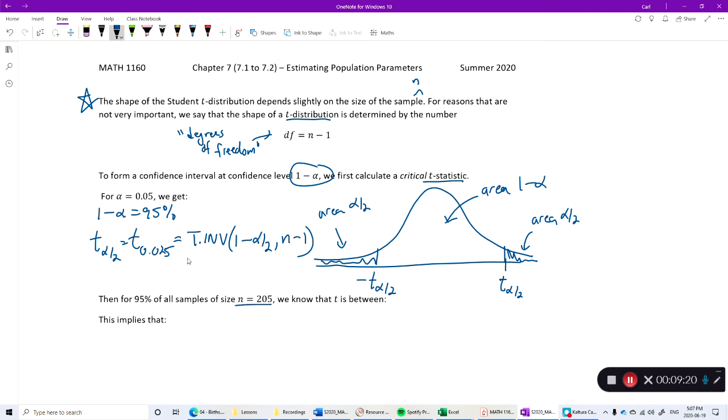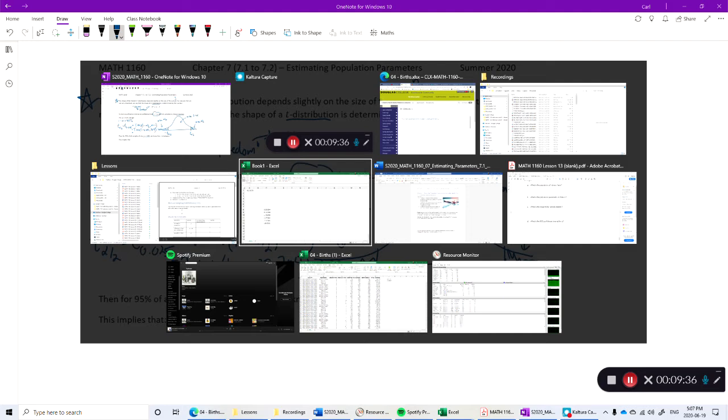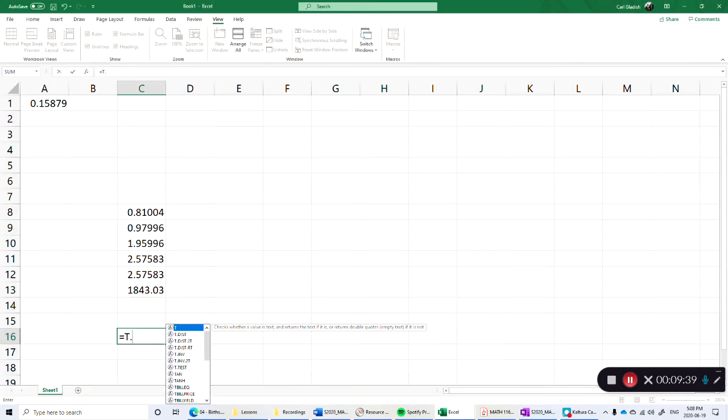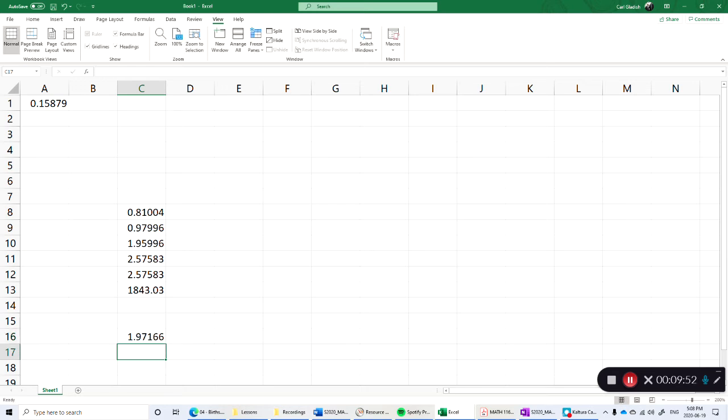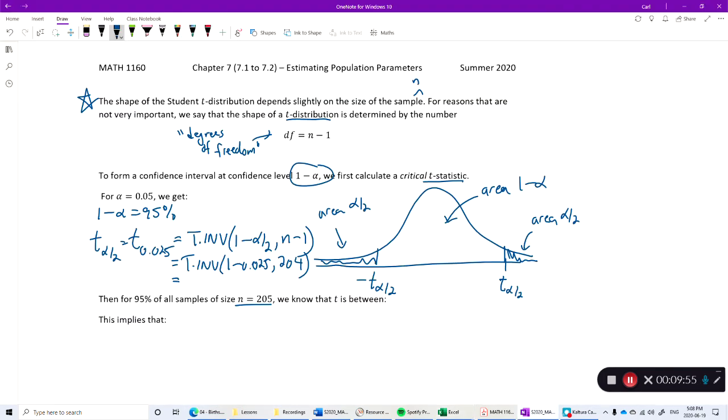Okay, we do know the n, right? So the n is 205. So this is going to be 1 minus 0.025. And this is going to be 205 minus 1, 204. So let's see, what does Excel tell us? So equals t.inv. Probability is 1 minus 0.025. The degrees of freedom is 205 minus 1, which is 204. Bang. 1.97166.